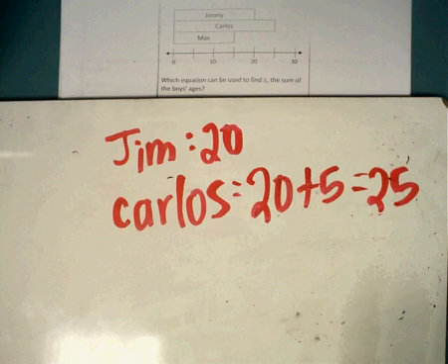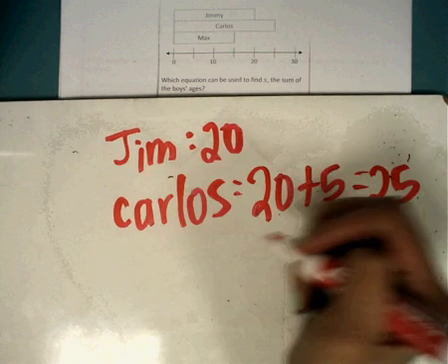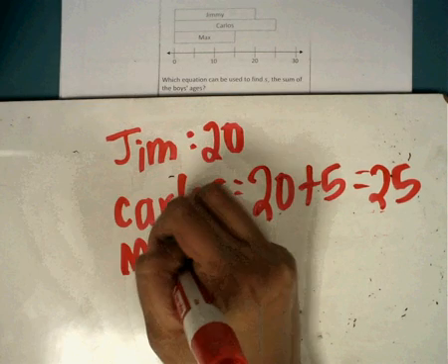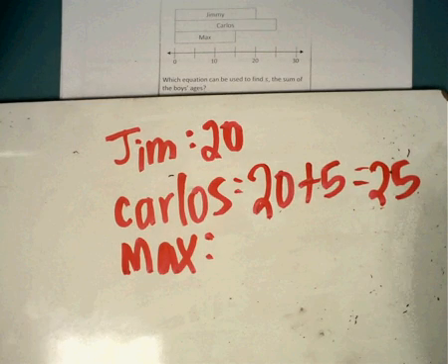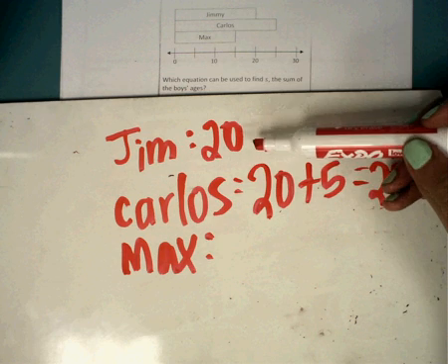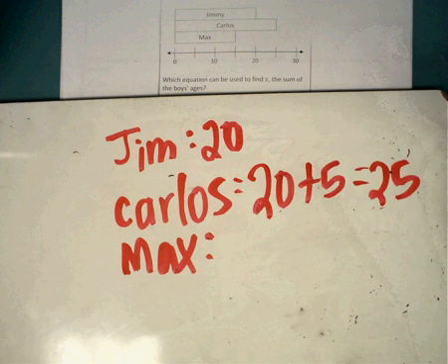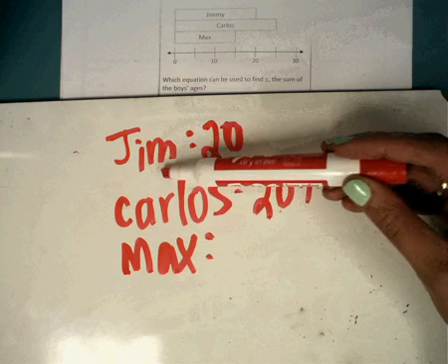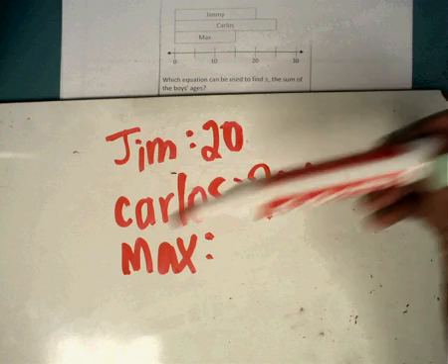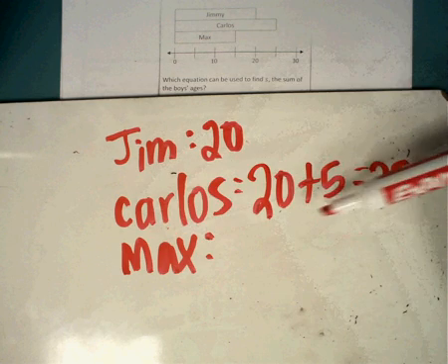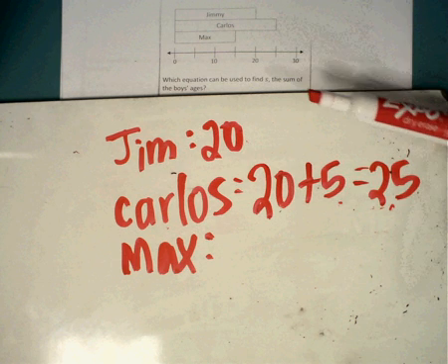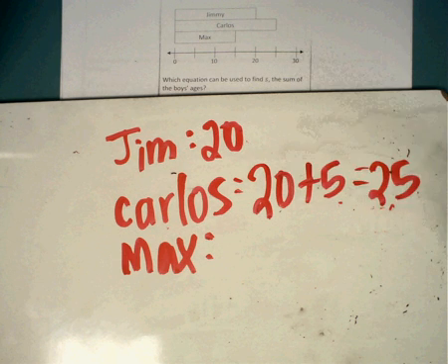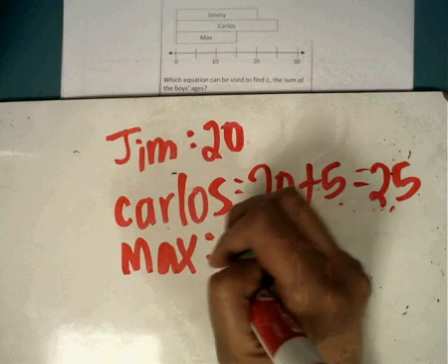So Max, do you see how I'm writing these names out like this? This is really helpful as a visual, just so you can see, okay, I know that Jimmy has, Jim, I wrote Jim, I meant to write Jimmy. I can see very clearly that Jimmy has 20 comic books. Carlos is going to have 20 plus 5 more, and that's going to equal 25. You see I'm taking this one step at a time. Max has Carlos's, but 10 fewer, so I'm going to subtract 10, which equals 15.